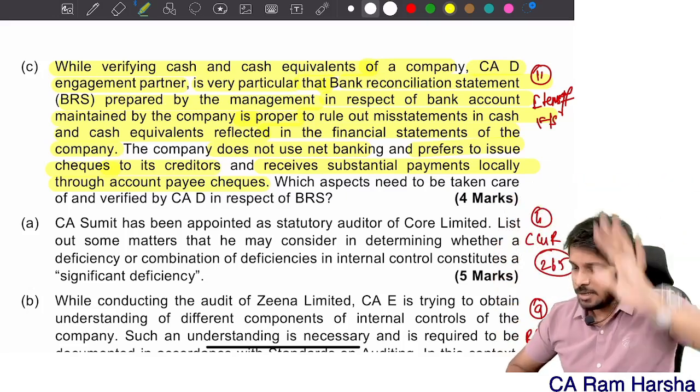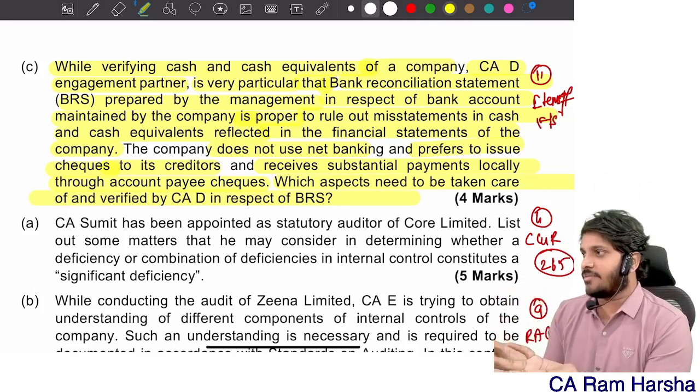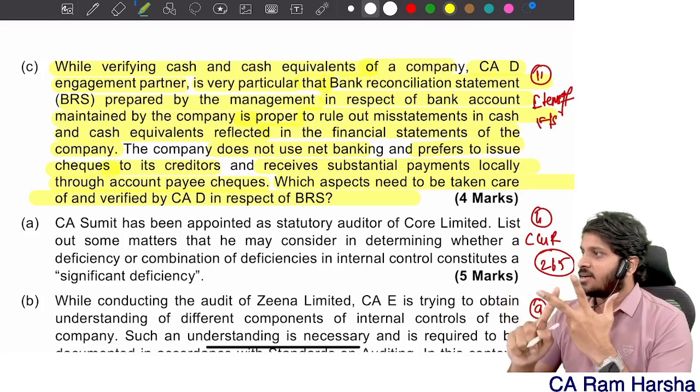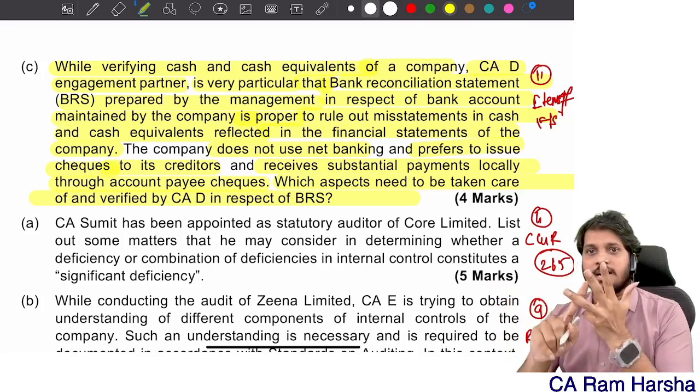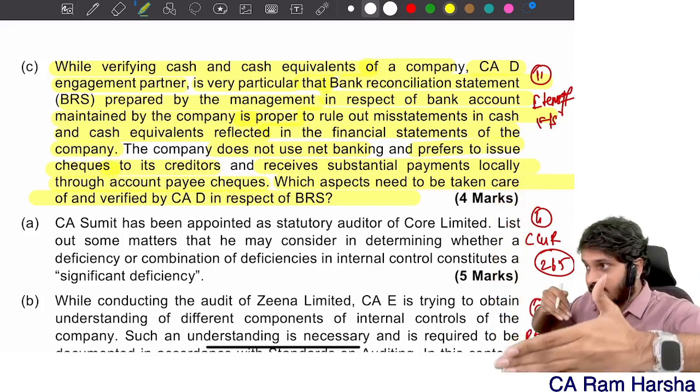Which aspects need to be taken care of and verified in BRS? BRS, what points will you verify? Checks issued but not cleared. Checks deposited but not cleared. Bank charges, commission, all that. Since internet banking is not used, there will be so many transactions that are there in the bank statement but are not known to the entity.